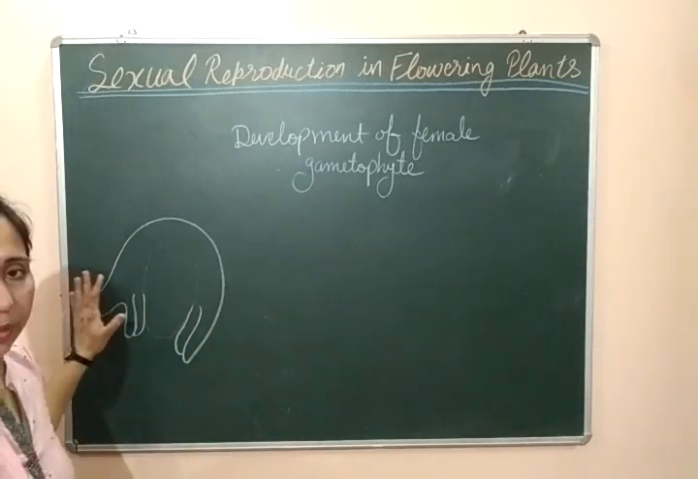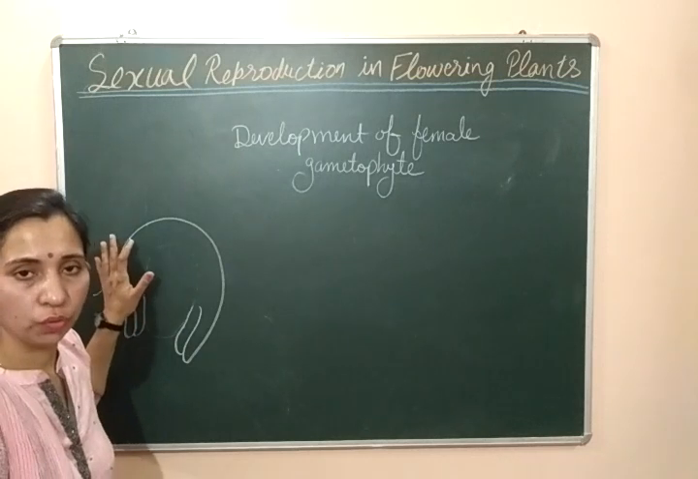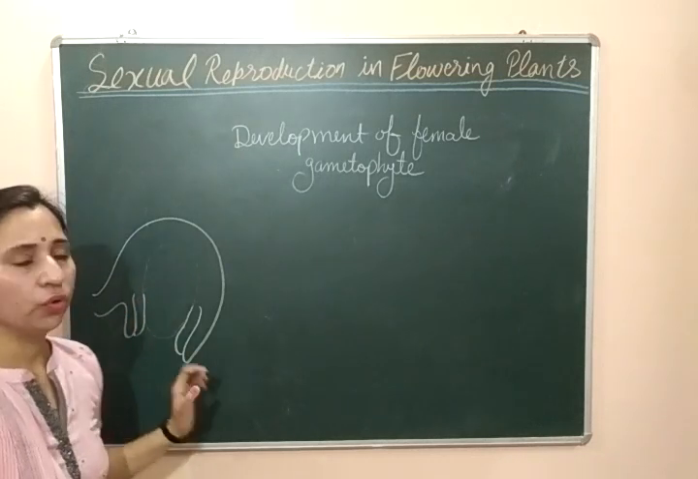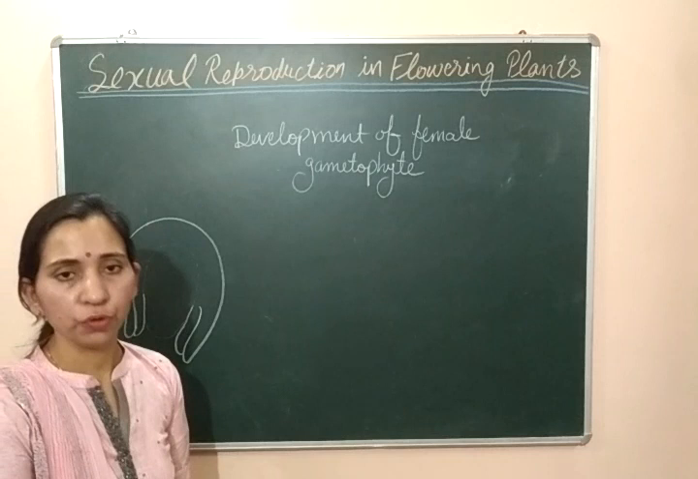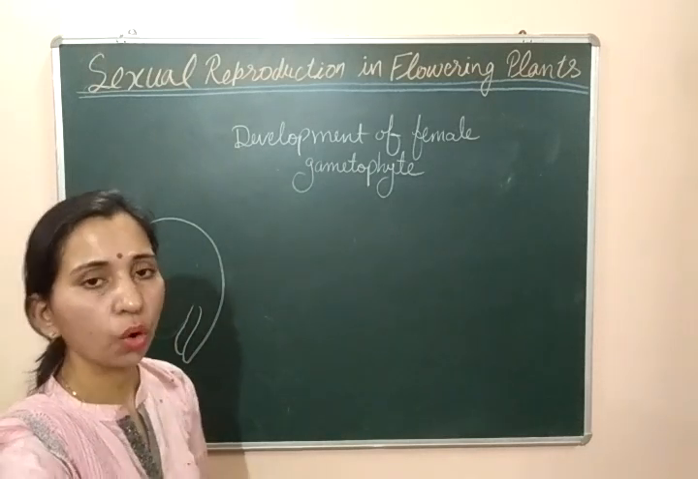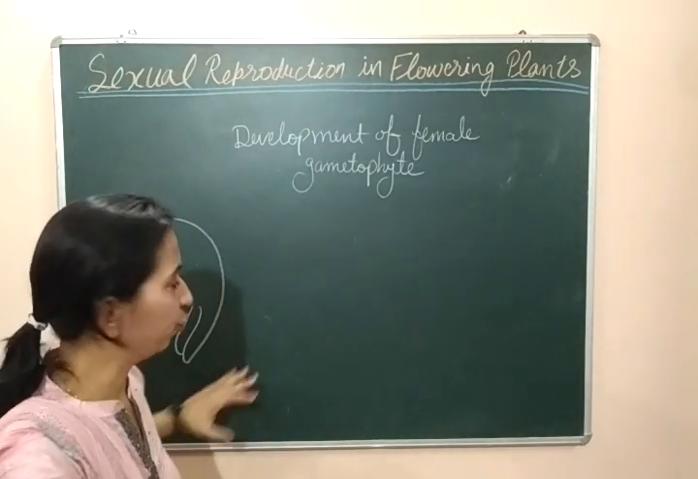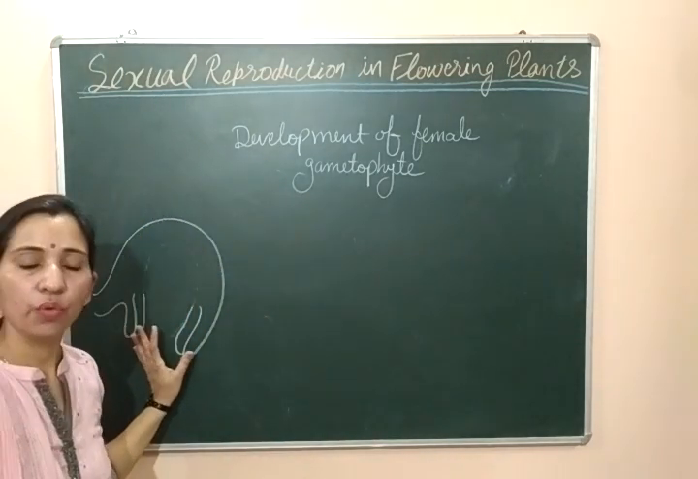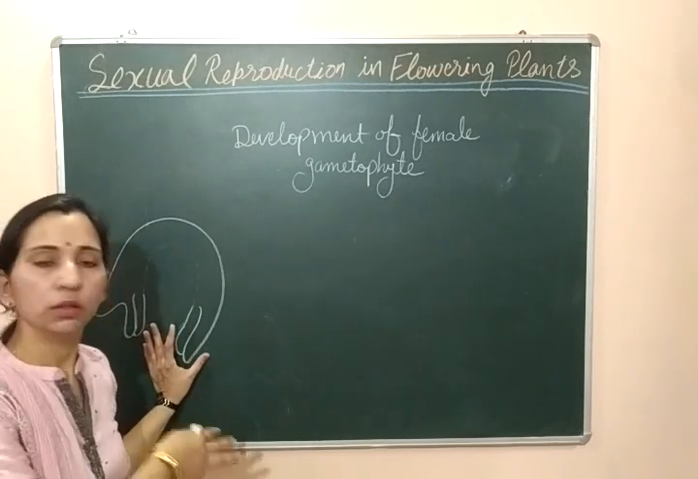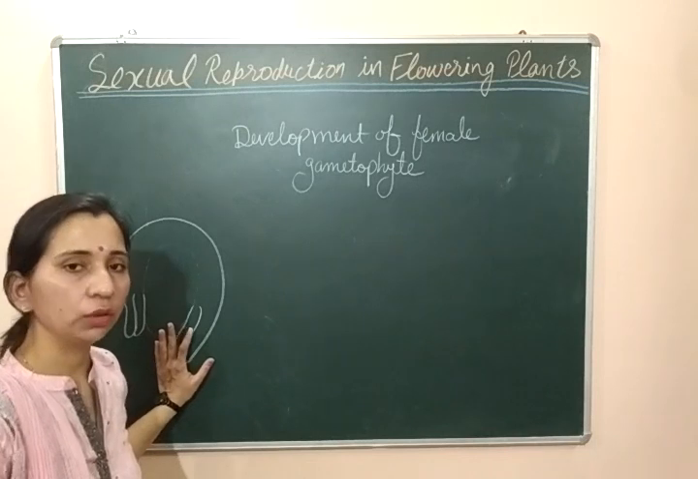This female gametophyte is present inside the ovule. This is the normal structure of ovule. This type of ovule is known as anatropous ovule. In the case of most of the families of angiosperms, the ovules are the anatropous ovules, which are known as upside down ovules. Besides this, ovules have different types of structures and shapes. We will discuss in the later part of the chapter.